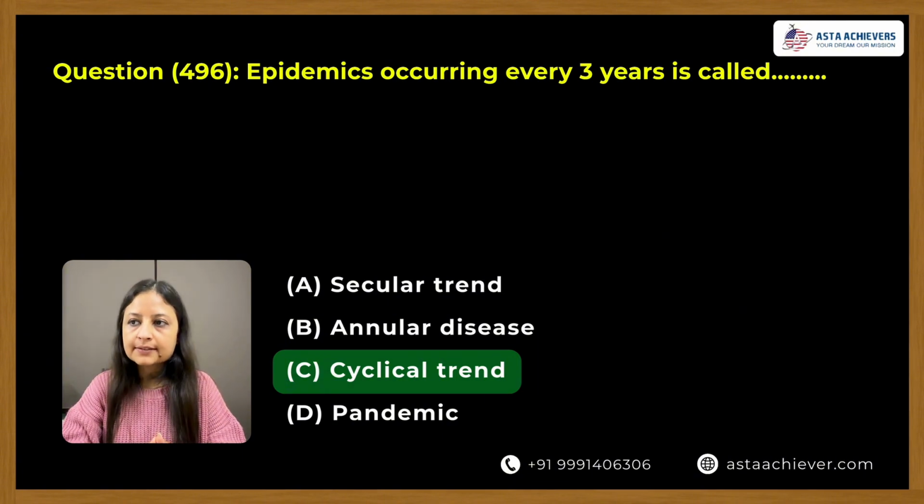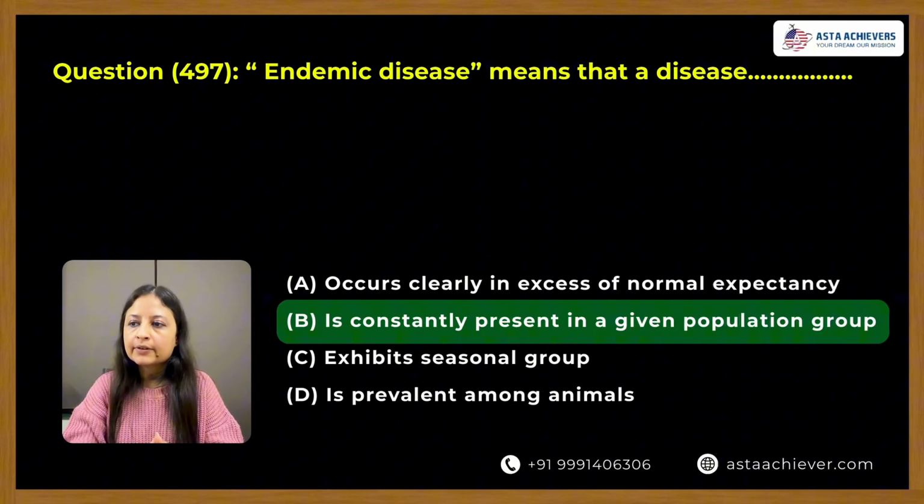Question number 496. An epidemic occurring every 3 years is called option A, secular trend, option B, annual disease, option C, cyclic trend, and option D, pandemic. So option C, cyclic trend, is the correct answer. Question number 497. Endemic disease means that a disease, option A, occurs clearly in excess of normal expectancy, option B, is constantly present in a given population group, option C, exhibits seasonal variation, and option D, is prevalent among the animals. So option B, is constantly present in a given population group, is the correct answer.